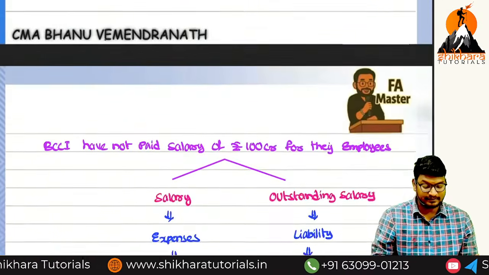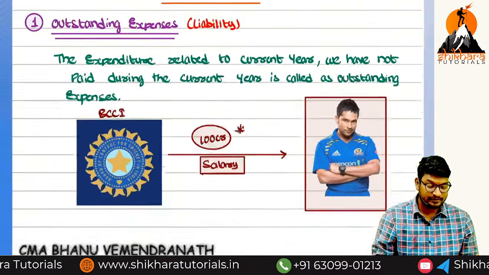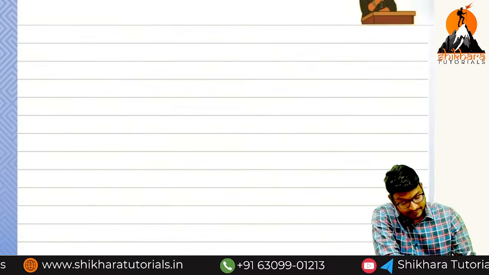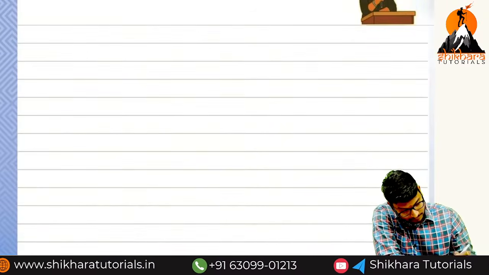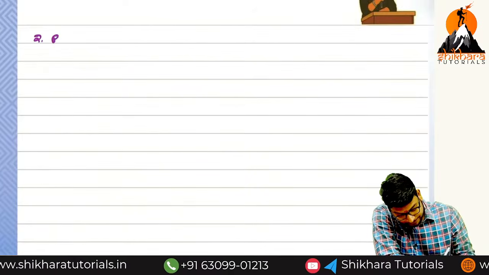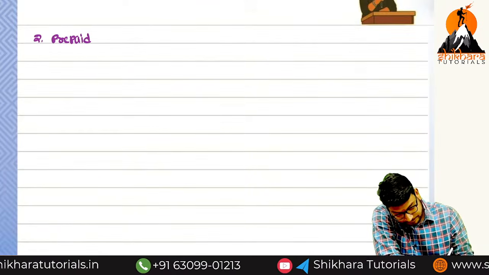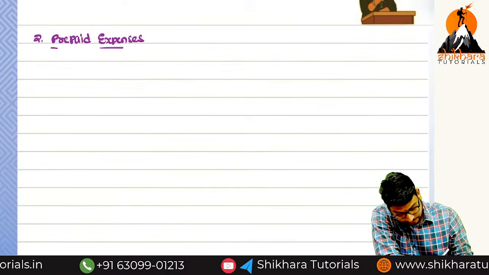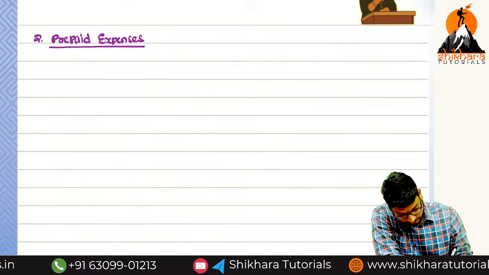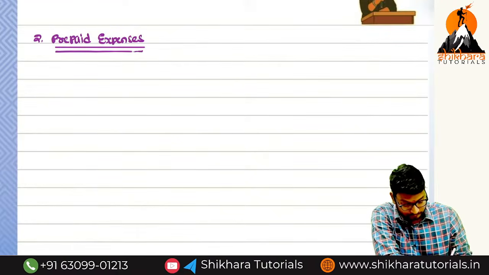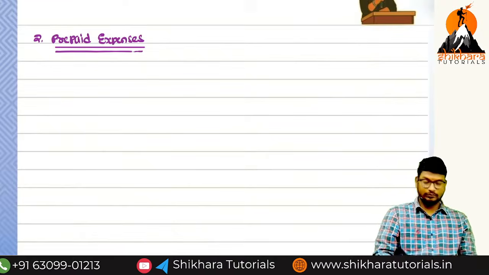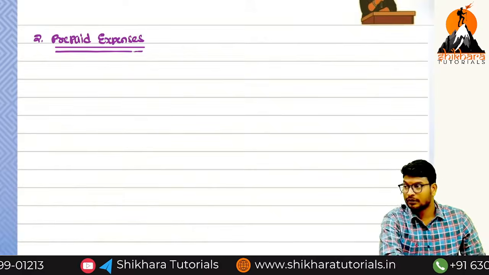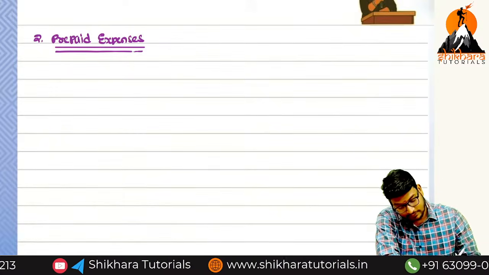The next special transaction: you completed the outstanding expenses. It is a liability. Next, put the heading prepaid expenses. Okay. What is the meaning of prepaid expense? It is an asset.